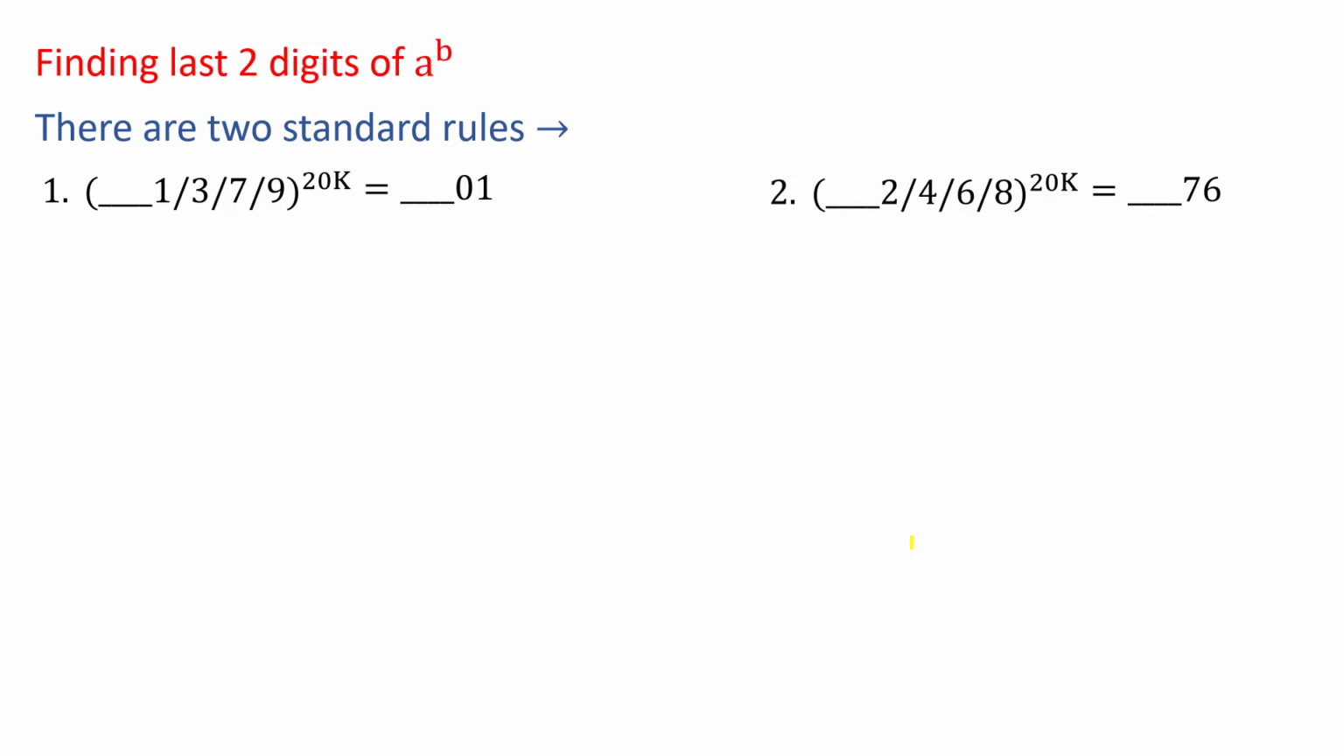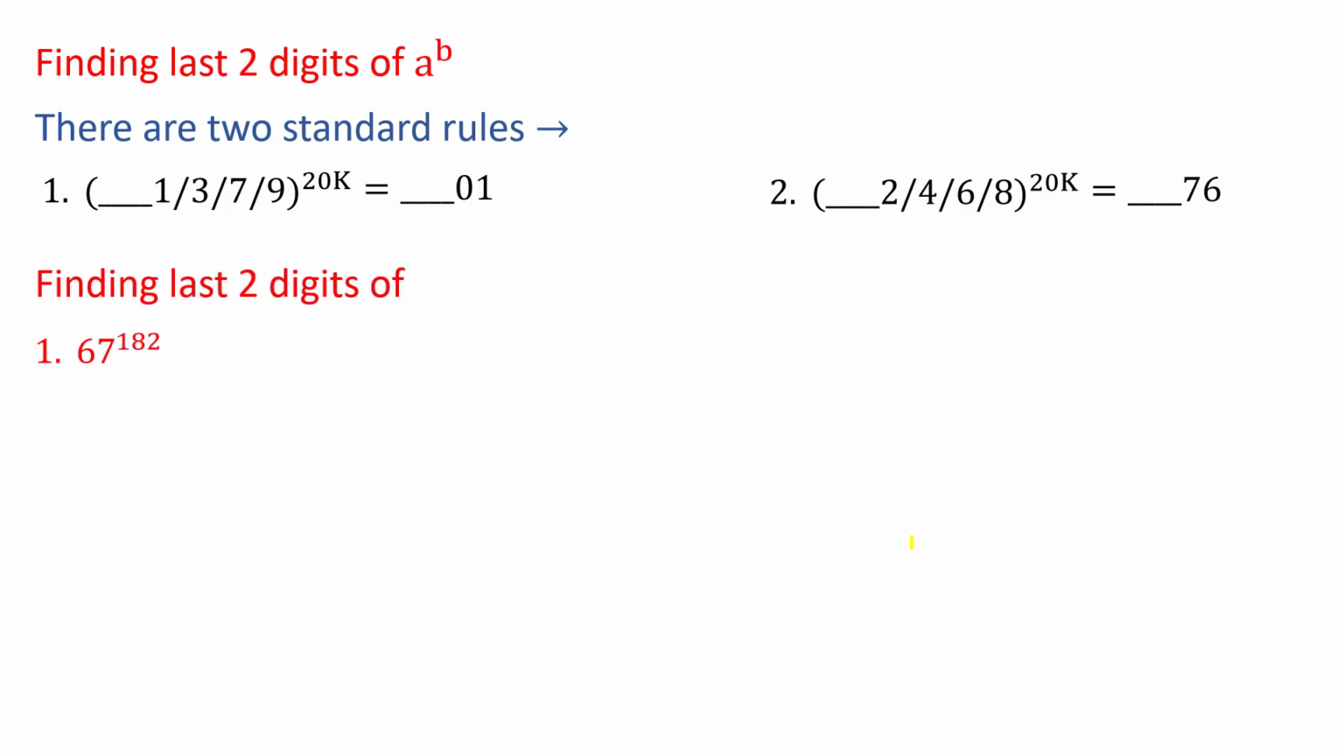Okay, as of now, when the unit digit of a number is 1 or 3 or 7 or 9, to the power multiple of 20, the last two digits are always 0, 1. And when the unit digit of a number is 2 or 4 or 6 or 8, to the power multiple of 20, the last two digits are 76. Okay, now how to use these two properties, let's have a look at it.